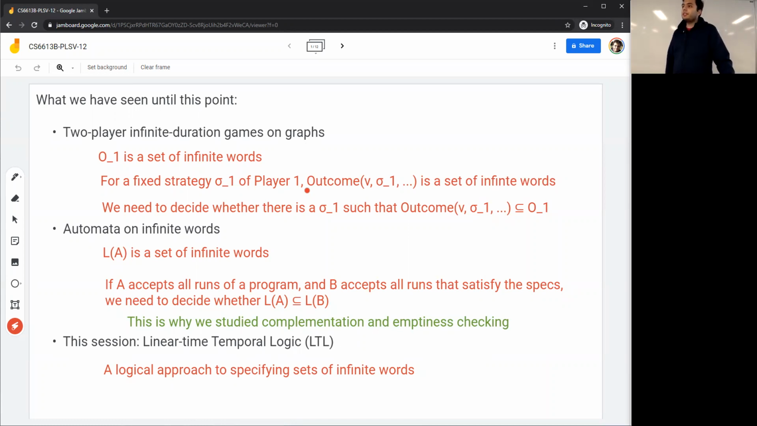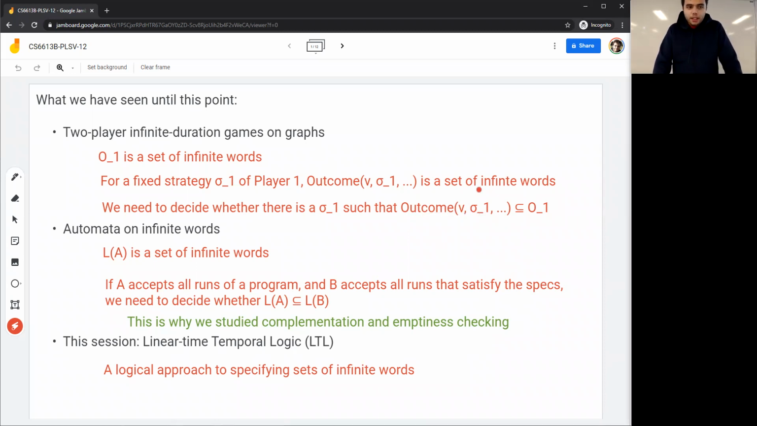So when we wanted to see whether player one has a winning strategy, what we were looking for was a strategy sigma 1 such that the set of outcomes obtained by playing sigma 1, no matter what player 2 plays, is a subset of the objective of player 1. So when we were talking about the games, what we were really interested in was that we have two different sets of infinite words, and we want to see if one of them is a subset of the other.